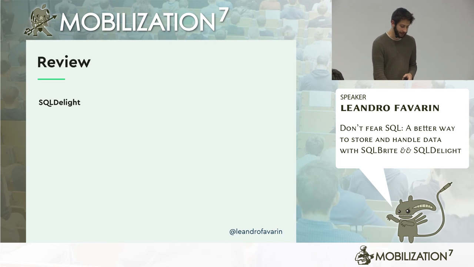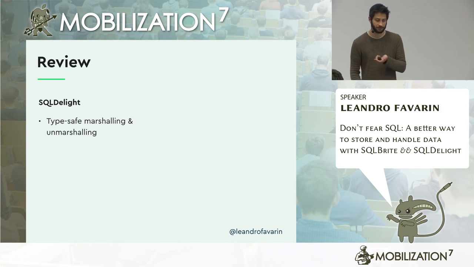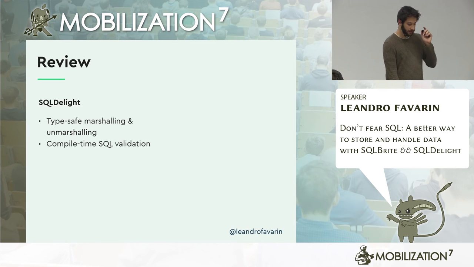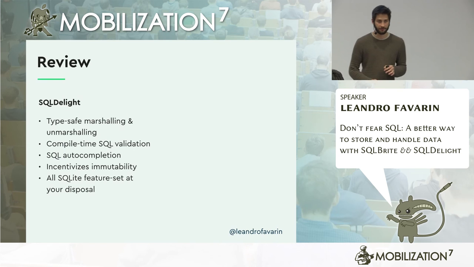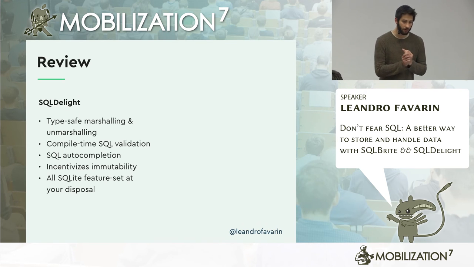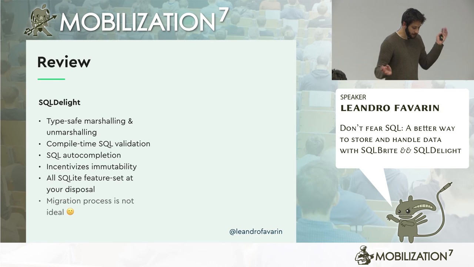So what do we get from SQLDelight? Well, it's a way for you to marshal and unmarshal your data in a type-safe way. It does compile-time validation, autocompletion, refactoring, all that magic that you saw. It also incentivizes immutability, and it plays really well with AutoValue. It's a tool for you if you really live in SQLite and need all the data mapping entities. It gives you all the power that SQL allows you to do: tables, joins, projections, virtual tables, triggers, indexes, everything's available there. Unfortunately, not everything's perfect. Again, the migration is not ideal.